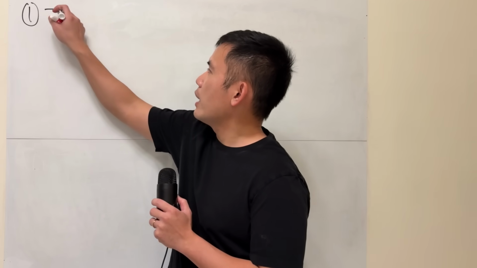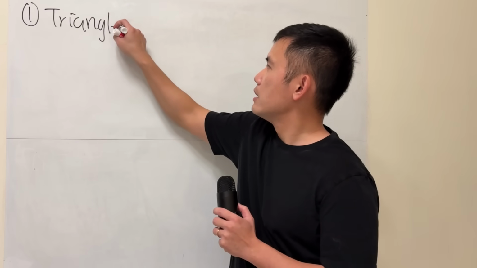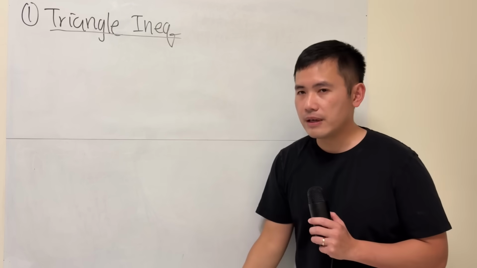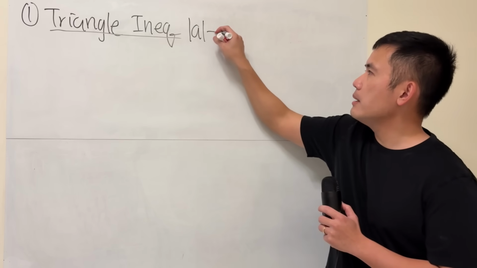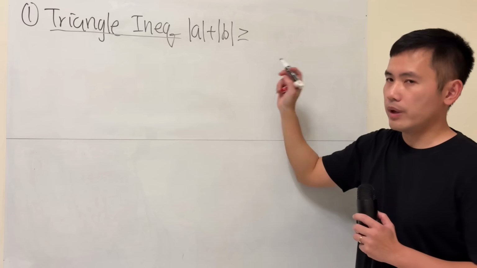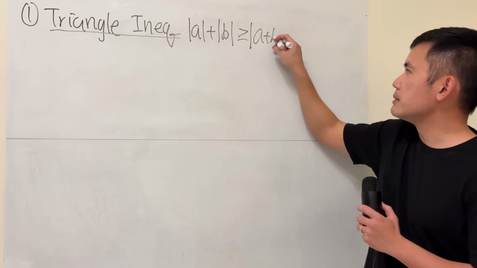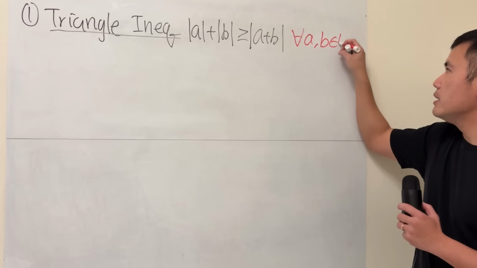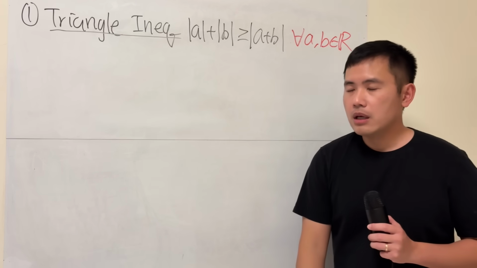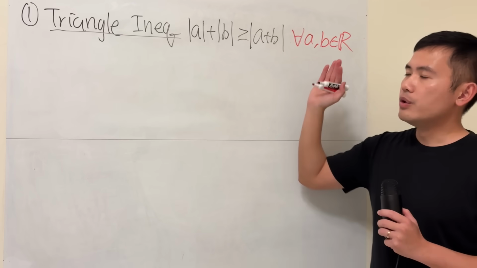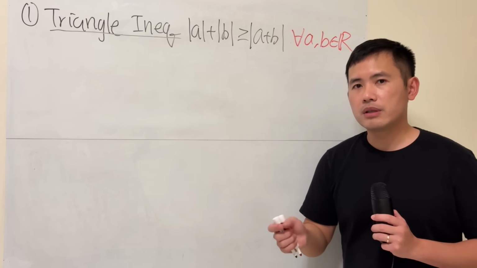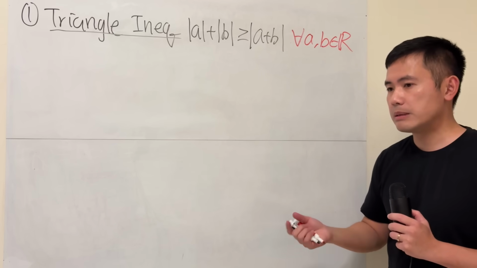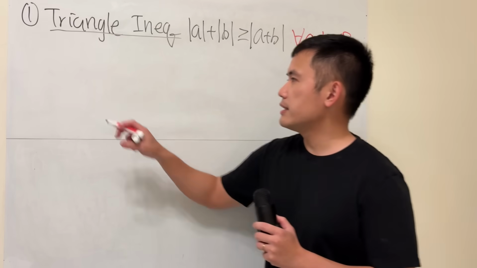Start off by the triangle inequality. This is the one with absolute values. I will write down absolute value of A plus absolute value of B is greater than or equal to absolute value of A plus B. And this right here is true for all A and B in the real numbers. Okay, here's the thing though. You use this quite a lot if you are doing the epsilon delta definition of a limit. But in this video, we're talking about the minimum value or the maximum value of some function. So let's take a look at an example.